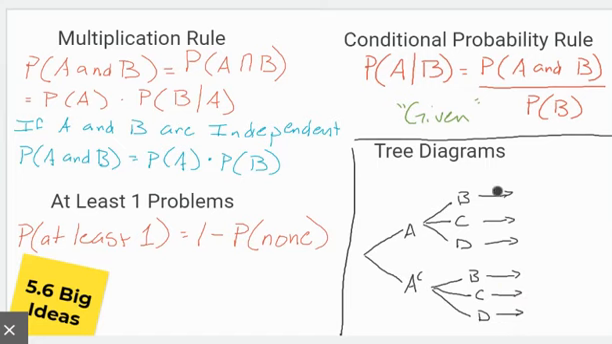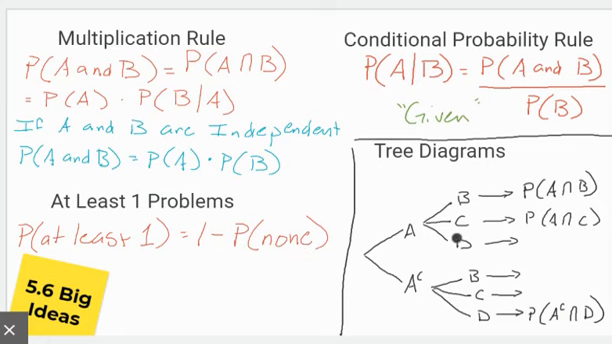So this first branch up here, the probability of A and B, so this right here would be the probability of A, and I'm going to use the intersection symbol, the probability of A and B. And it takes us back to this formula. This would be the probability of A intersect C, and so on and so forth. I'll do the one at the bottom just so you know. This would be the probability of not A intersect, or and, D. Okay.